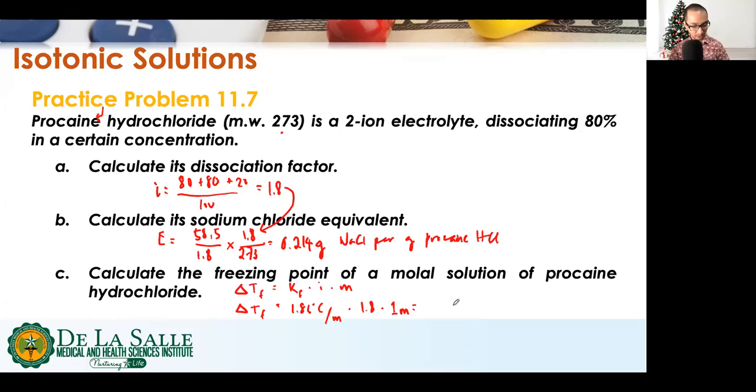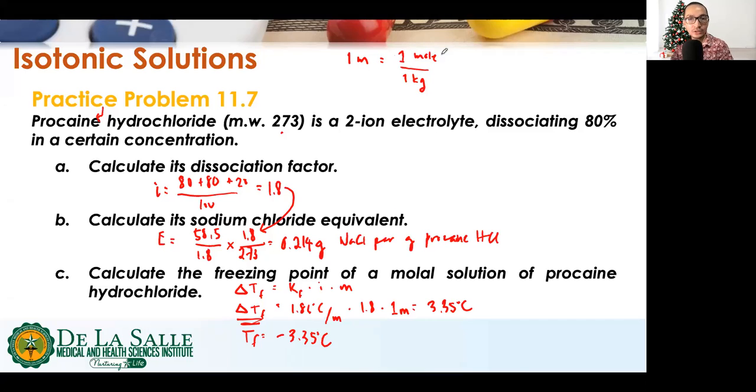And that will be equal to 3.35 degrees Celsius. Now, take note that this is freezing point depression. So the freezing point of procaine hydrochloride is equal to negative 3.35 degrees Celsius. But there is another way. If we are going to use the formula that I have already presented to you before, we can say that a 1 molal solution is basically 1 mole of procaine hydrochloride per kilogram of the solvent.